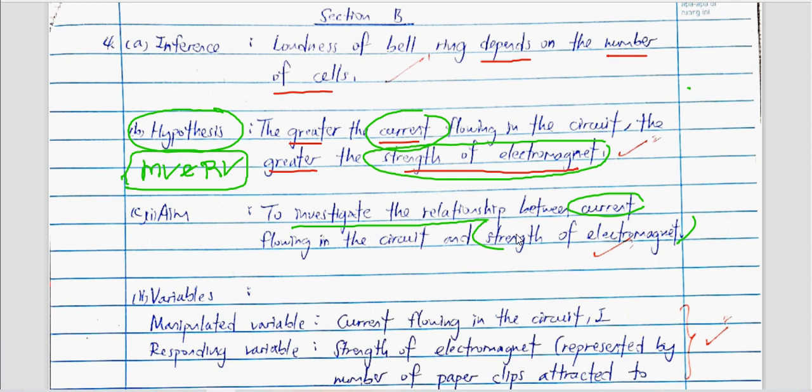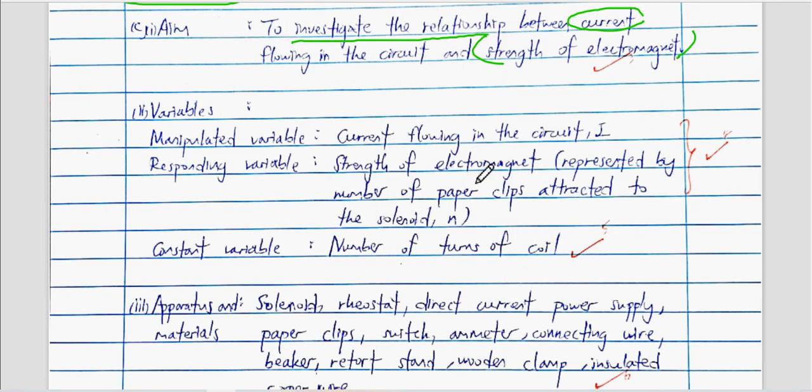Then the variables: manipulated, current. Responding, strength of the electromagnet. But when you do the experiment, the strength of the electromagnet will be represented by the number of paper clips attracted to the solenoid, so put this in brackets. And see here, when you write your variable, it's good to write the symbol behind, so that you can use the standard symbol in your description. Then the constant variable should be the number of turns of coil. Yes, this is correct. Number of turns, not number of coil, but number of turns of coil.